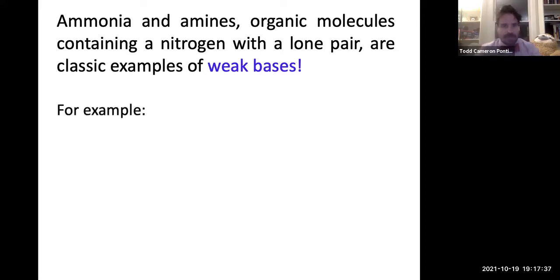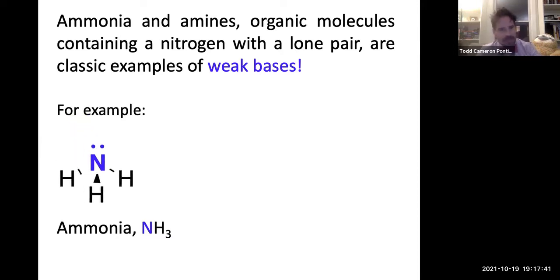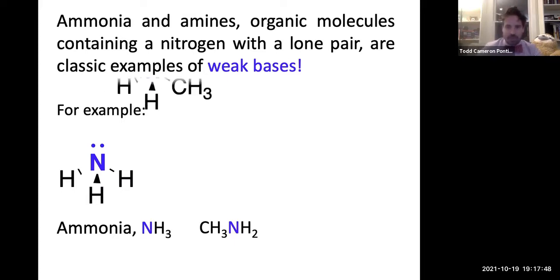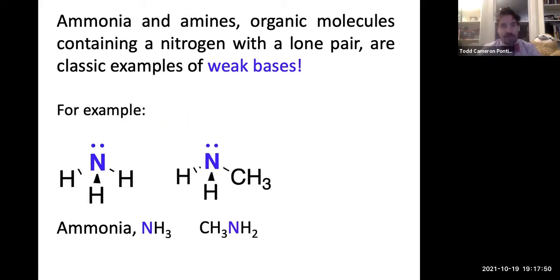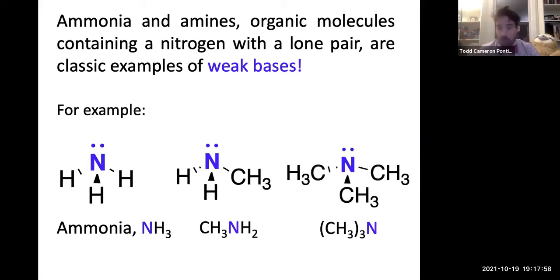So here's some examples. First, ammonia, NH3. Classic. Look at that lone pair of electrons just waiting to be donated. Another one, how about methylamine, CH3NH2. There we just have a methyl group, a CH3, with an amine. Cool. And then finally, trimethylamine, which is three CH3 groups coming off of the nitrogen with its lone pair that it can use to donate.